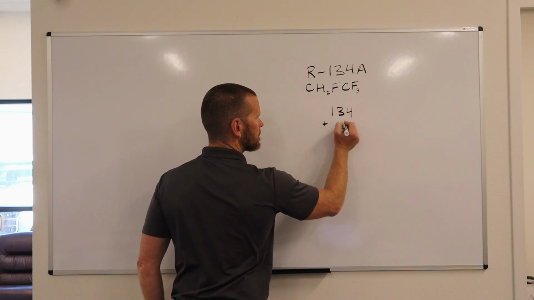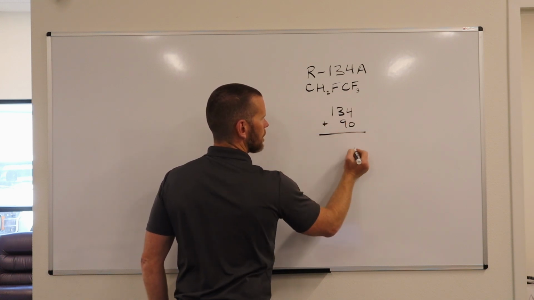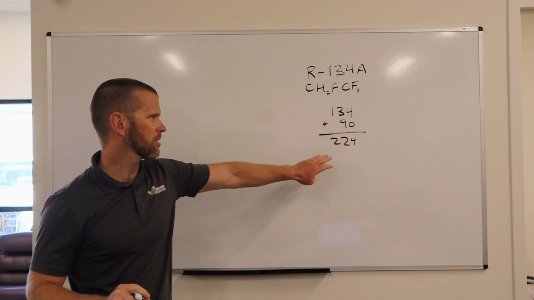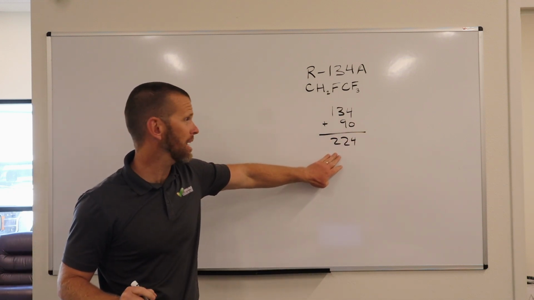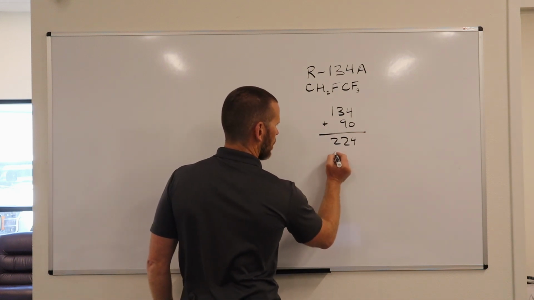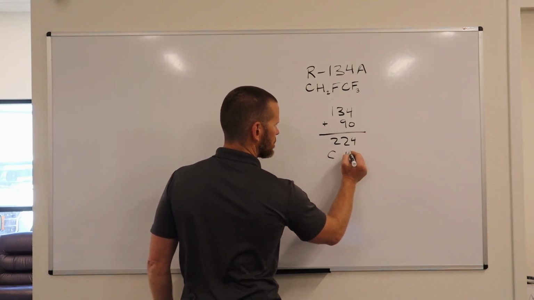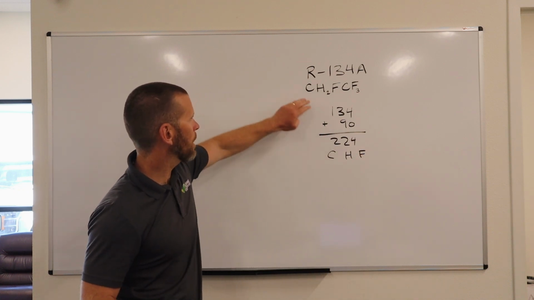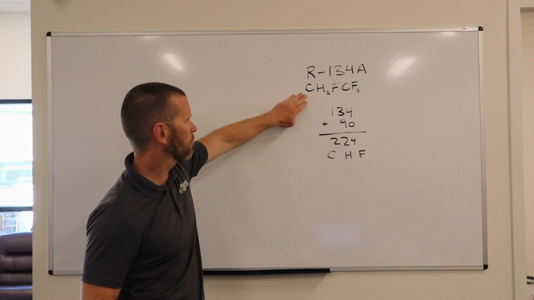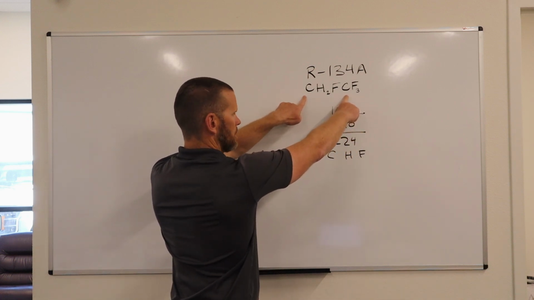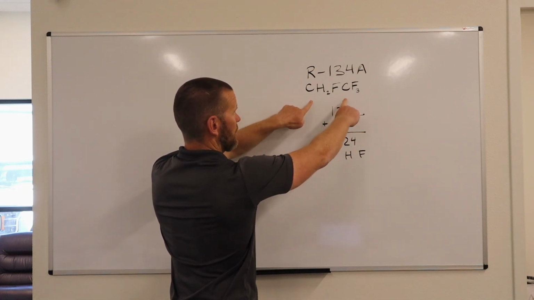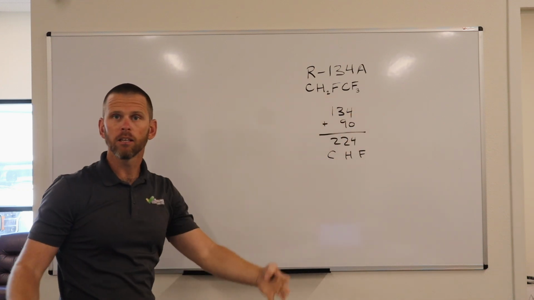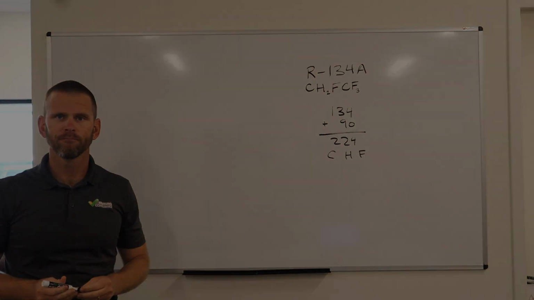134 plus 90. The answer there, simply put, is 224. So what does that mean? Well, that means there are 2 carbons, 2 hydrogens, and 4 fluorines. Now let's compare and make sure this is the right answer by looking up at our original formula. You can see there are, in fact, 2 carbons, there are 2 hydrogens, and there are 4 fluorines. So that's a demonstration of how the rule of 90 works.